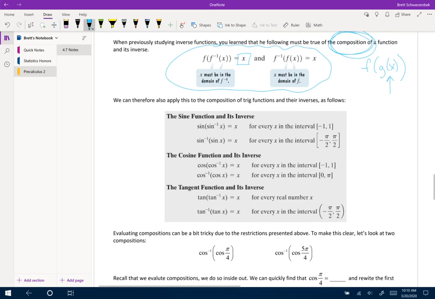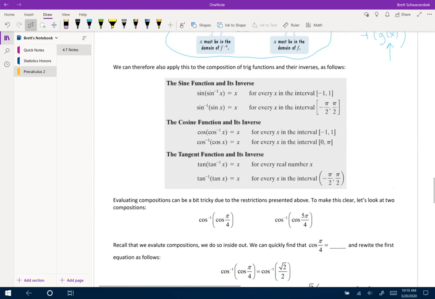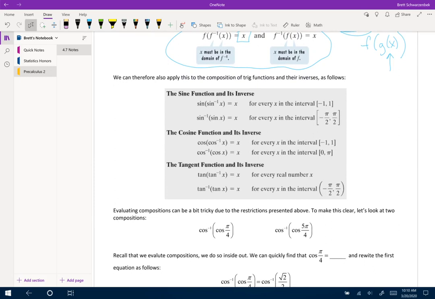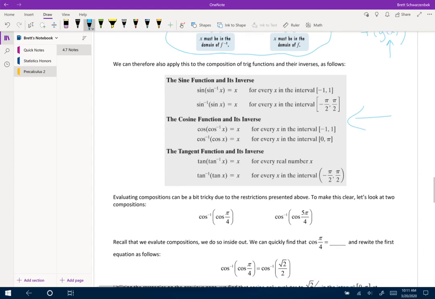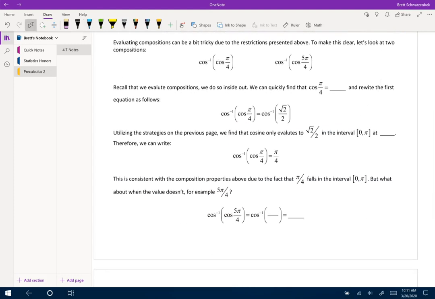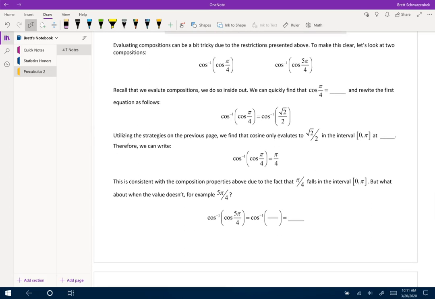But that can only occur if all of the domain requirements are actually set. So the domain requirements are here, but this can be very confusing by just looking at the gray box, right? So the best way to do it is to really understand an example. So we're going to do that just to make sure that you understand when these formulas work and when they don't. So let's start here. It says, evaluating compositions can be a bit tricky due to restrictions presented above. To make this clear, let's look at two compositions. So we're going to start with this one, and then we'll move on to the other one after it, and hopefully that'll help you understand what is going on.